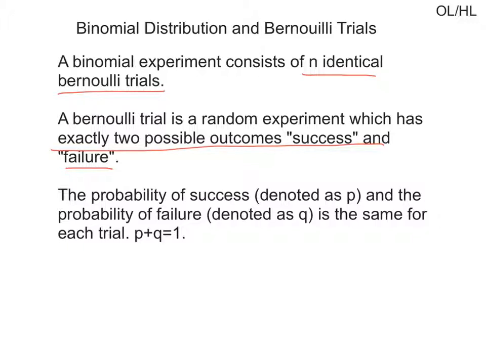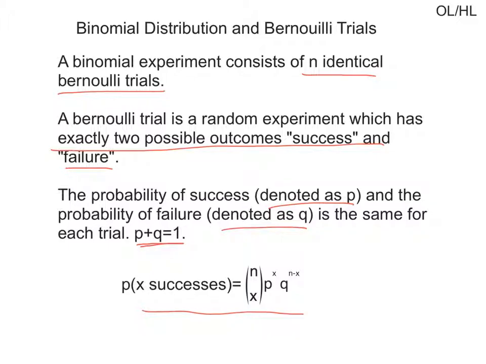The probability of success, denoted as p, and the probability of failure, denoted as q, is the same for each trial. So if we flip a coin 3 times, the probability of a head is not changing for each trial. The probability of success and the probability of failure must equal 1. If all of these conditions are fulfilled, we can calculate the probability of x number of successes using the below formula. Remember, n is the number of trials, x is the number of successes, p is the probability of success, and q is the probability of failure.